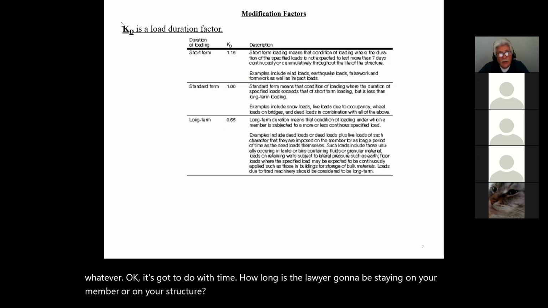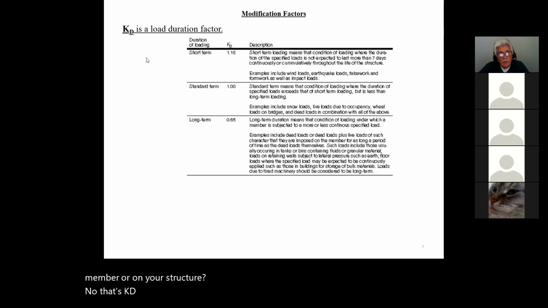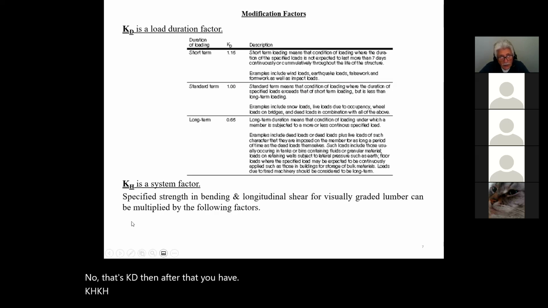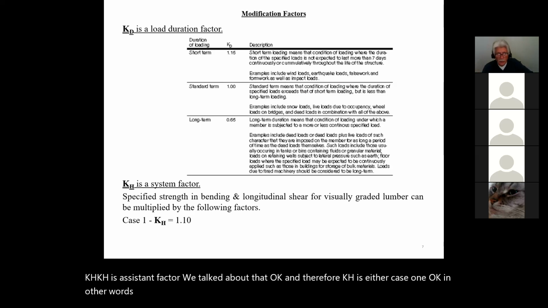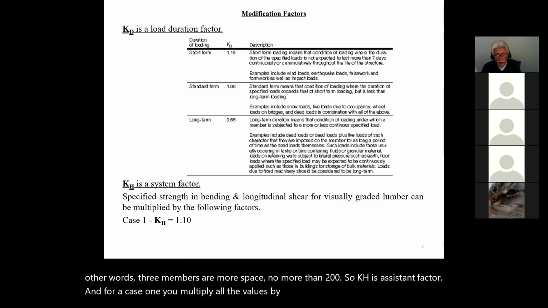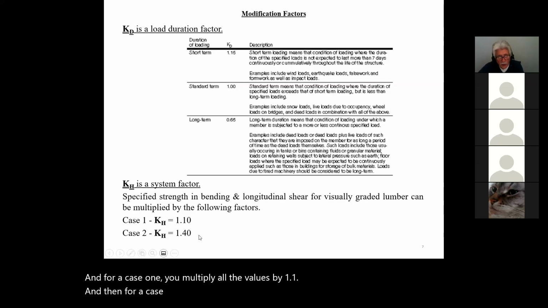Now, that's KD. Then after that, you have KH. KH is a system factor. We talked about that. KH is either case one, in other words, 3 members or more, spaced no more than 200. So KH is a system factor. For a case one, you multiply all the values by 1.1. And for a case two, all the values get multiplied by 1.4.